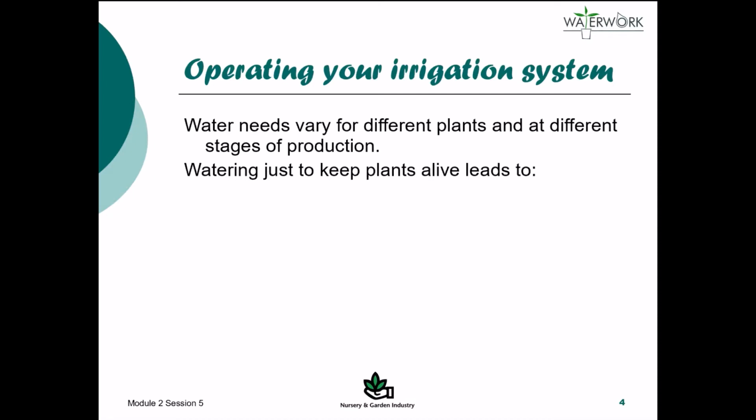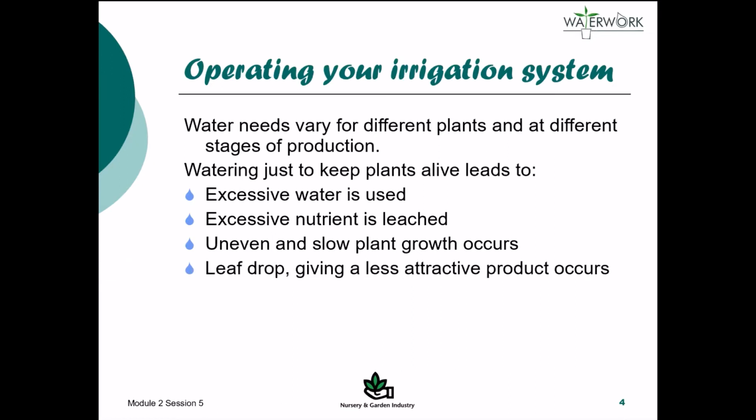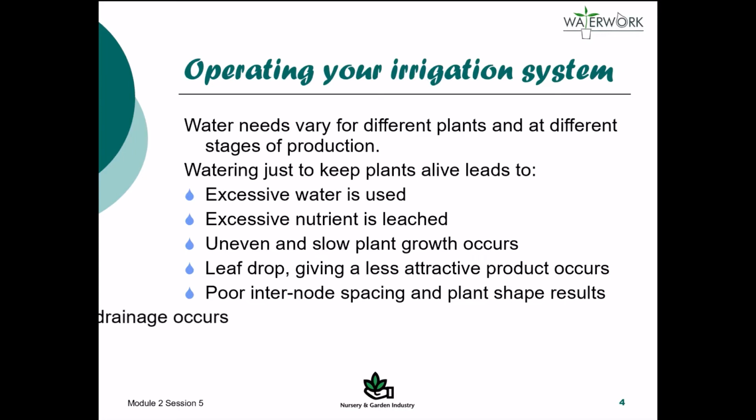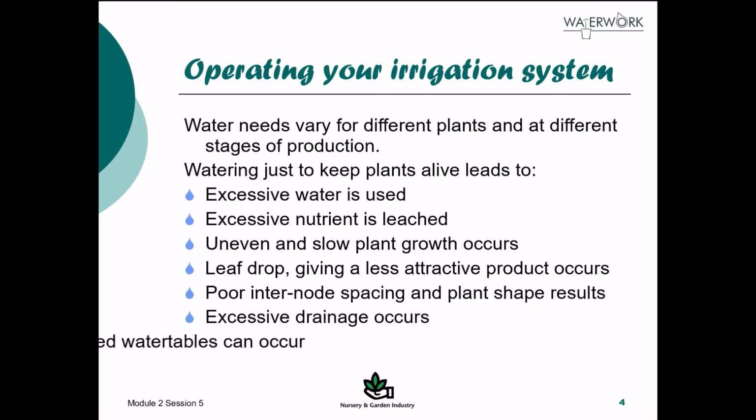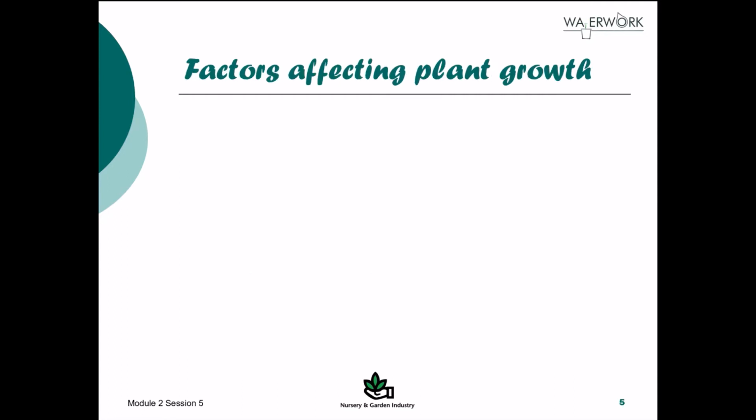The end results of this situation are excessive use of water, excessive leaching of nutrients, uneven and slow plant growth, leaf drop, poor internode spacing and plant shape, excessive drainage, and elevated or contaminated water tables. All of these will affect the nursery's profitability.